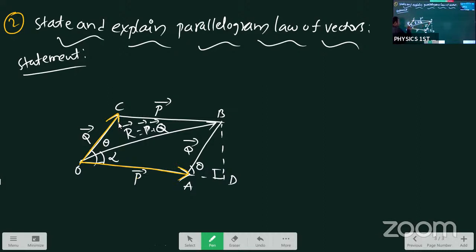Diagonal. This is the diagonal. The diagonal passing through the point gives its resultant. So, two vectors represented with adjacent sides of a parallelogram, both in direction and magnitude. The diagonal passing through the point gives the resultant of the two vectors. This is the perfect statement for the parallelogram law. Simple: two vectors with adjacent sides, always the diagonal gives the resultant.